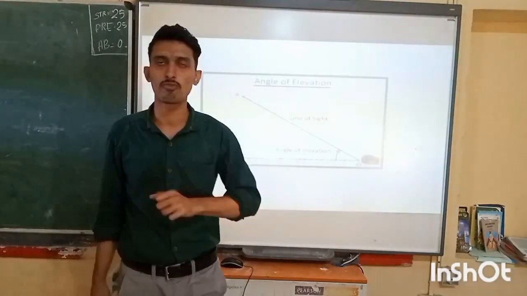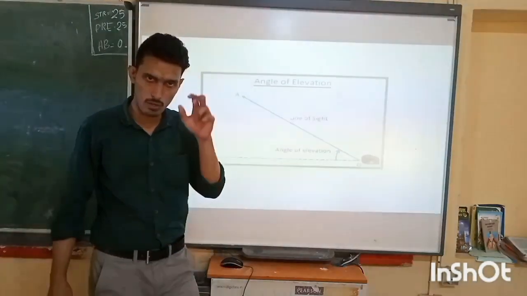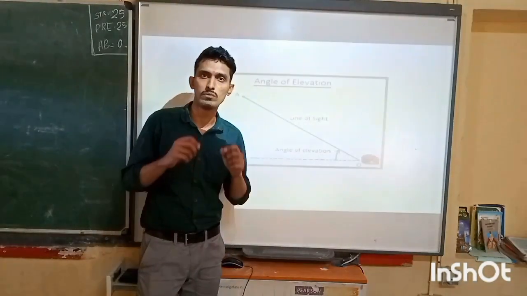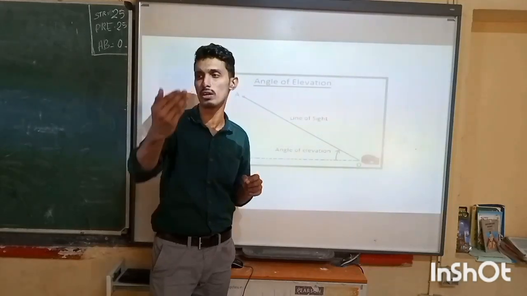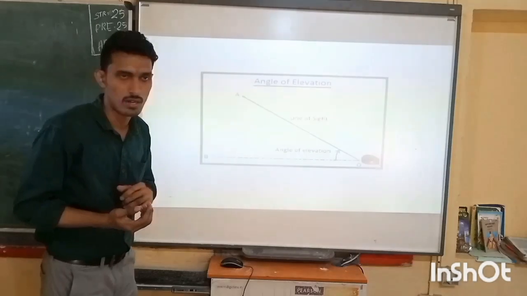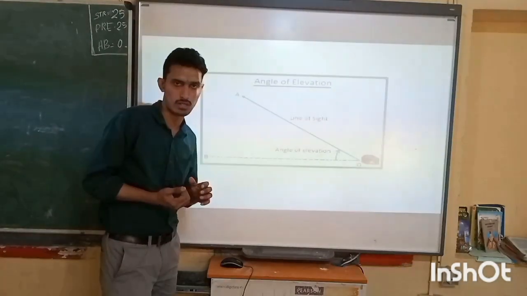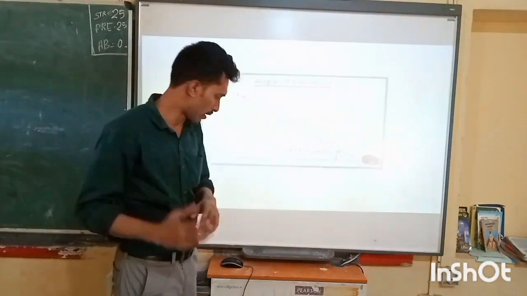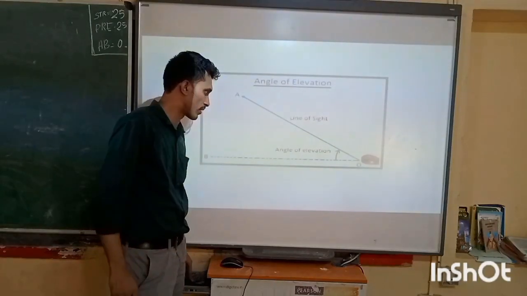So how can we define angle of elevation? Angle of elevation is the angle which is formed just above the horizontal line. Okay, so that is all about application of trigonometry, the first two terminologies. Okay, I hope you understood. So let me go to the next one.